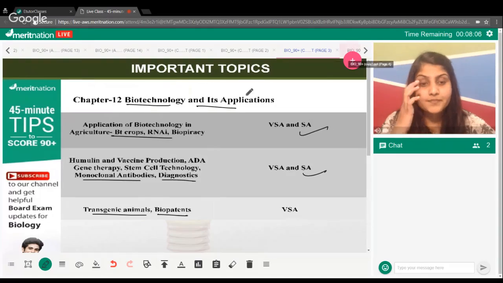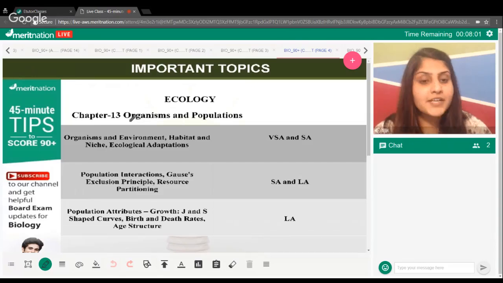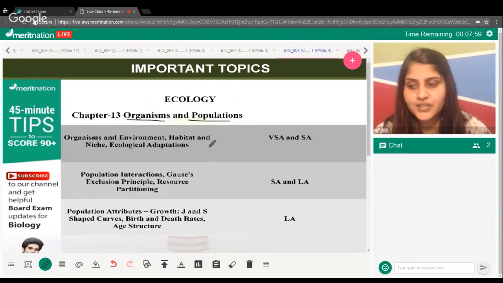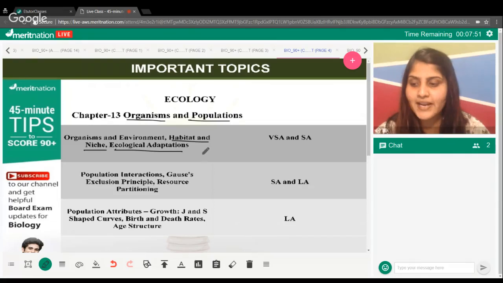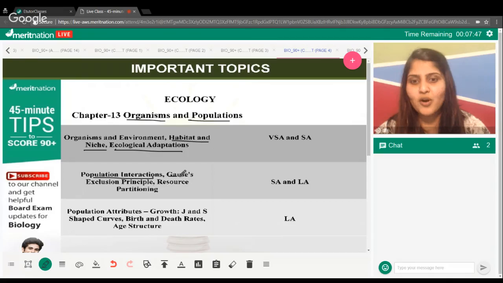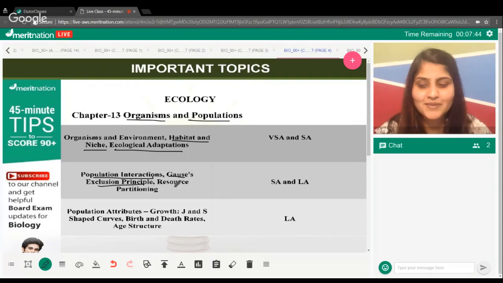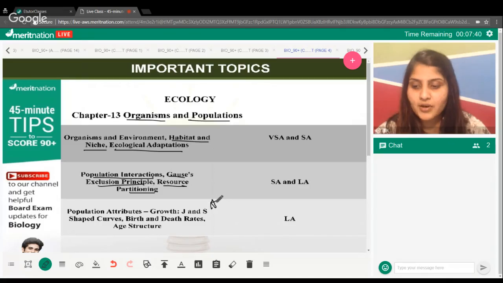Moving on to your ecology now. Quickly, I'm going to go through the topics in here. First chapter is organisms and populations. Please make sure you know the difference between habitat and niche. What are the different ecological adaptations? That's a very good reading point actually. Population interaction: you should know about Gause's competitive exclusion principle and resource partitioning. And guess what? This is important. Very, very important. I'm making stars in here.